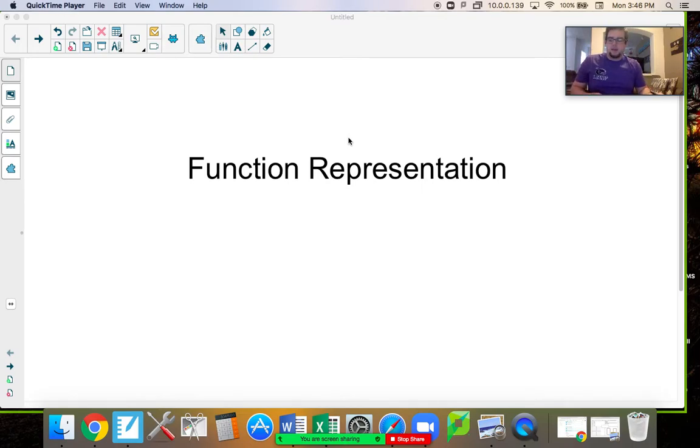All right, we're taking a look at function representation today. Just kind of recapping what we've been talking about in class. First thing about function representation.